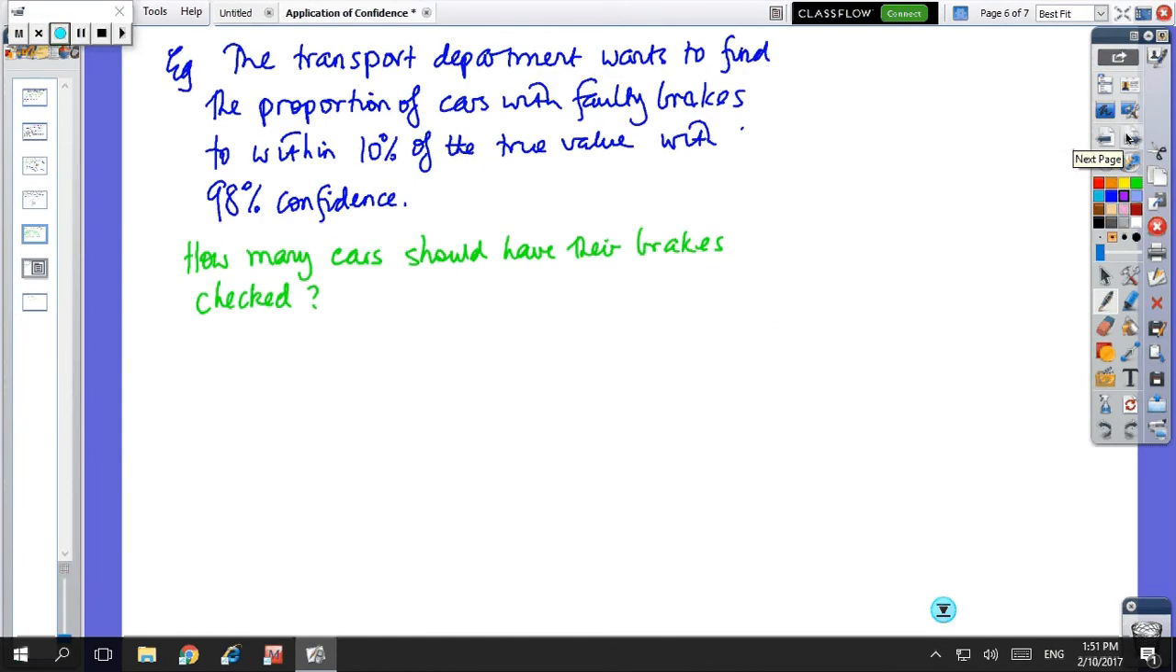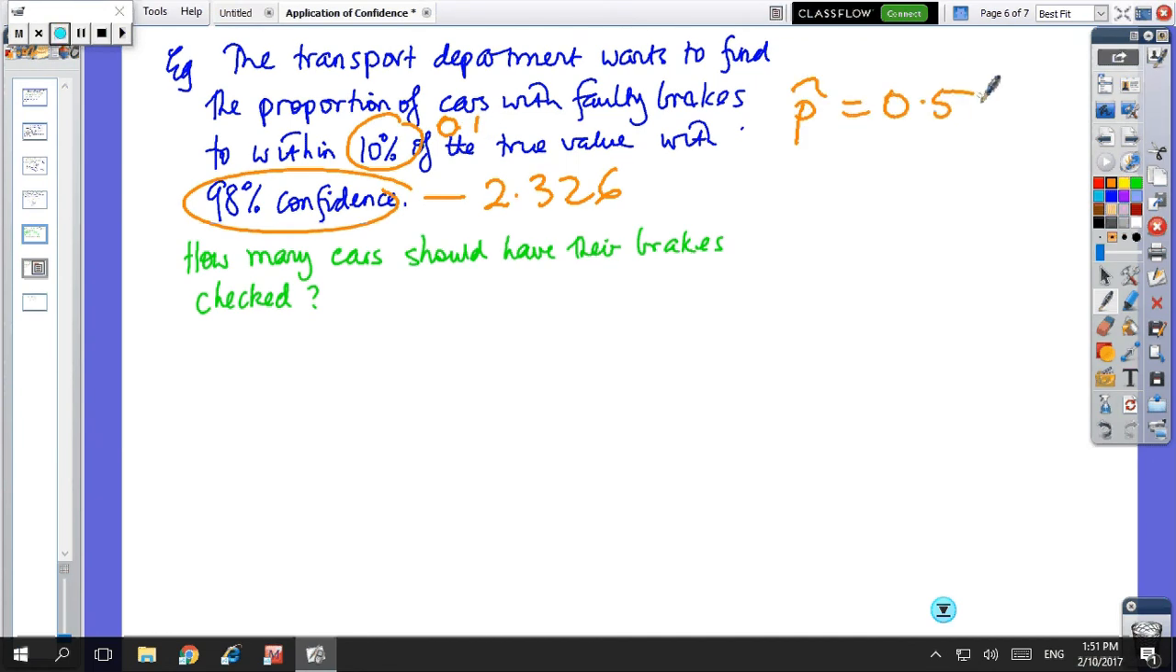Okay, so the transport department wants to find the proportion of cars with faulty brakes to within 10% of the true value with 98% confidence. Okay, so 98% confidence, that gives you your Z-score of 2.326 from earlier work. That is your 0.1 for your answer, and we don't know what P is, so we're going to use P as 0.5. Okay, so we're trying to find how many cars.